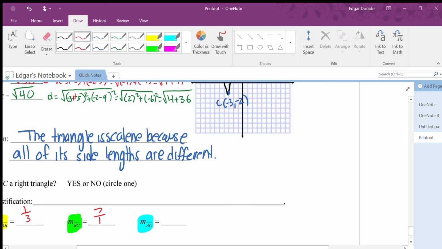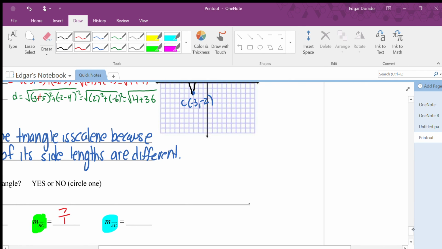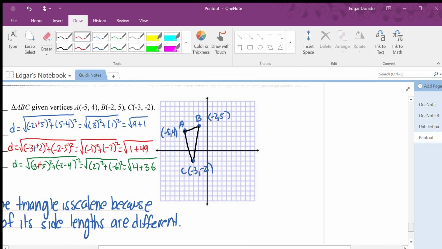It really doesn't matter which way you go, guys. Just make sure if you go left, it's negative. If you go right, it's positive. If you go up, positive. If you go down, it's negative. All right, so you should still end up getting the same answer regardless of where you started. All right, and then the AC.